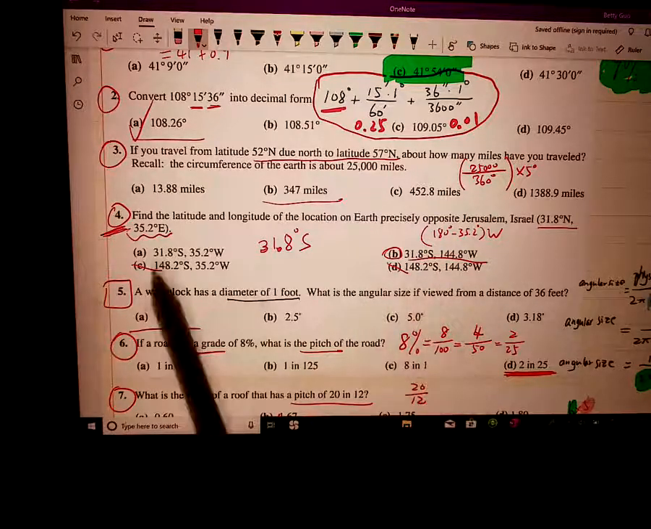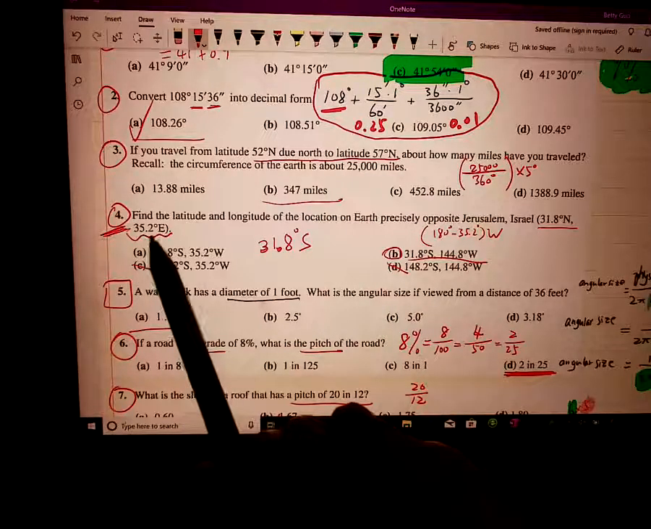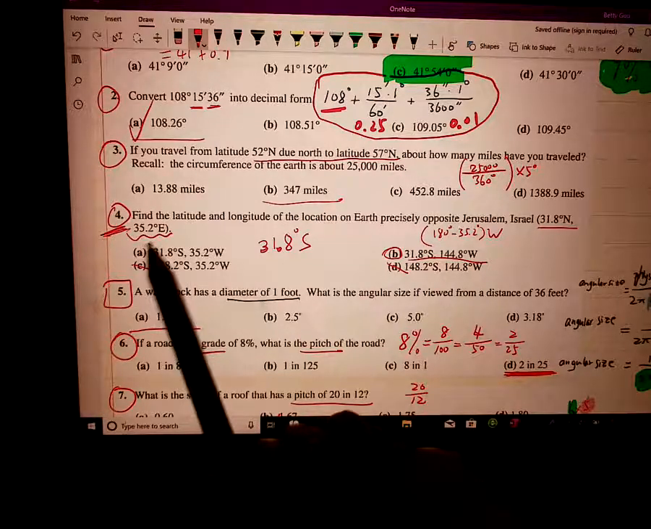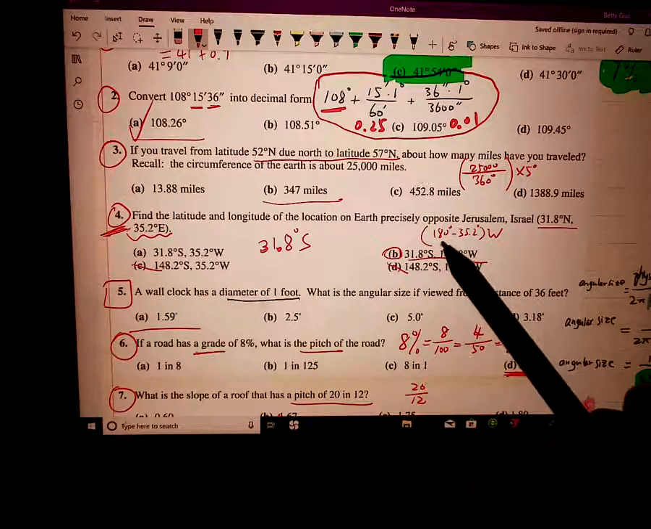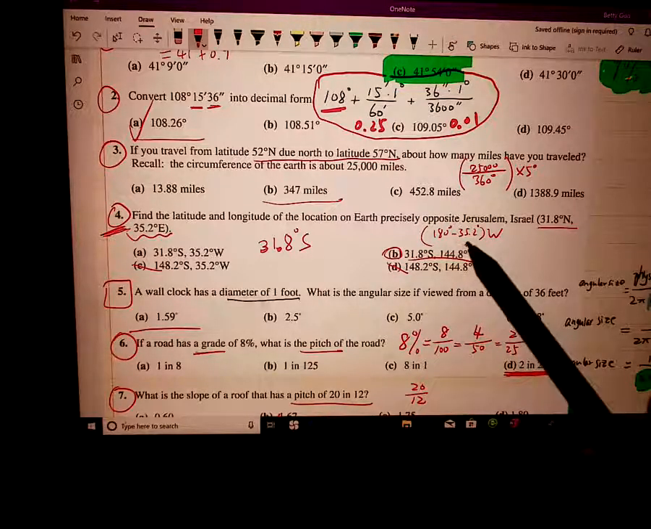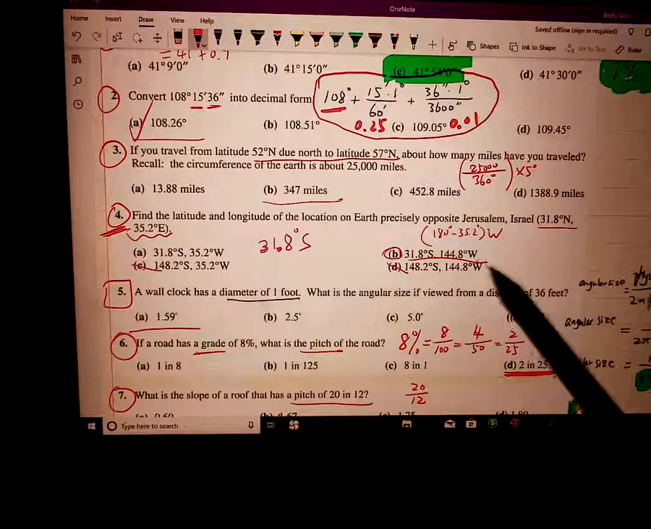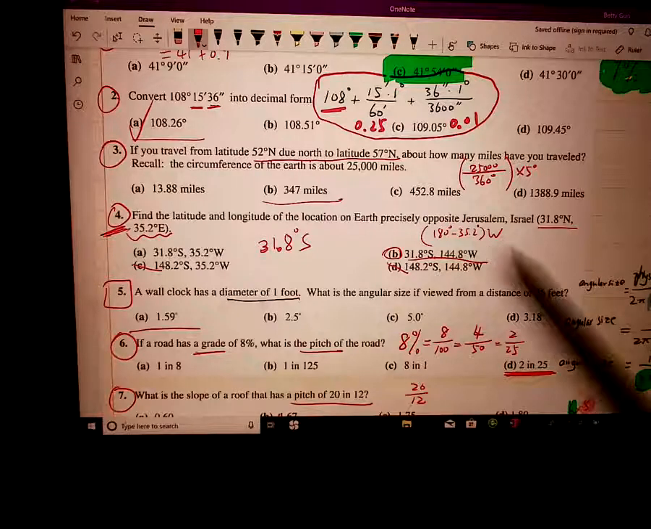The longitude for Jerusalem is 35.2 degrees east. Then you would know the opposite location is going to be on the west, but not 35.2 degrees west. Instead, you're going to use 180 degrees minus 35.2 degrees. That is 144.8 degrees west. If you could have a globe, find the library, use the globe to figure that out.